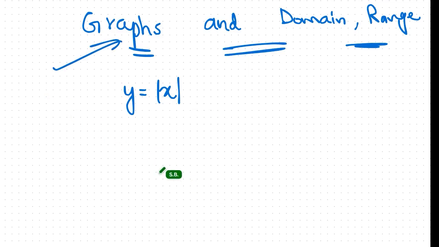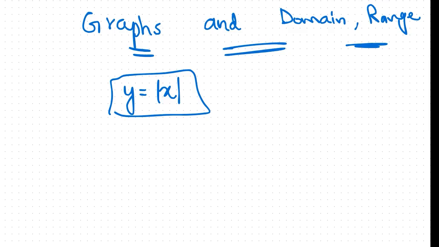Graphs of absolute value inequalities, domain and its range. Okay. Do you know how to draw this graph? Like how will the graph of y equal to absolute value of x be?